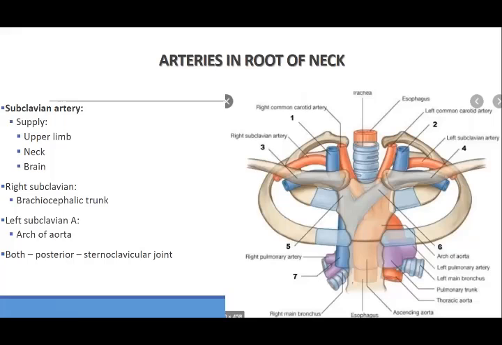We are talking about the subclavian now. The common carotid we have already done. The internal jugular vein we've already done. Now let's come to the right subclavian.